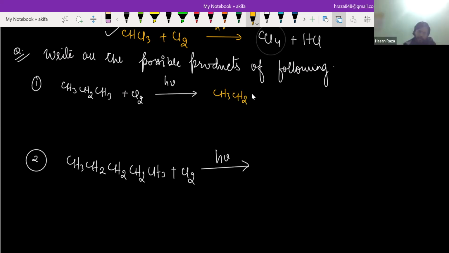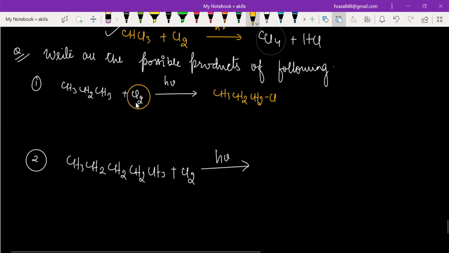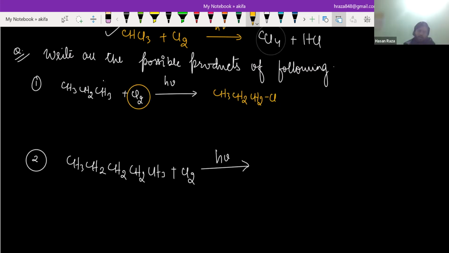Very good. Any other product? So you can see, you just pick one of the chlorines and put it here. I can also put chlorine here. I can attach the chlorine here as well as here, but this position and this position will be the same position, right? So all the possible products will be two. The one which you are calling HCl is a byproduct, so concentrate on the main product. This and this product is possible.